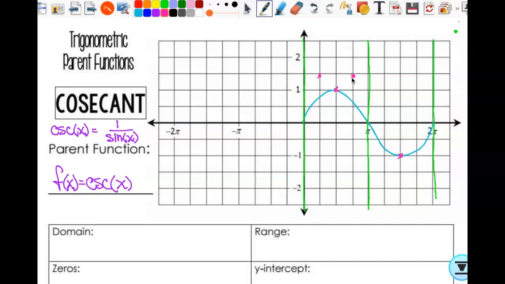At 5 pi fourths, what's the sine of 5 pi fourths? Negative square root of 2 over 2, right? Which means the cosecant is negative square root of 2, sorry. So here I'm going to go negative 1.4-ish and end up right there. So 7 pi fourths, what do you think the cosecant of 7 pi fourths is? Negative square root of 2, so I have another point right about there.